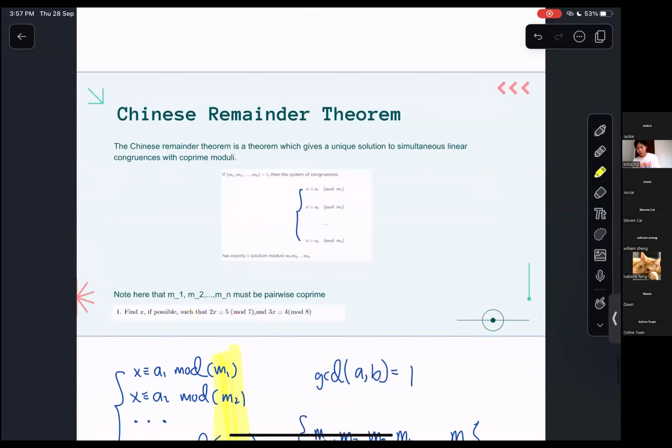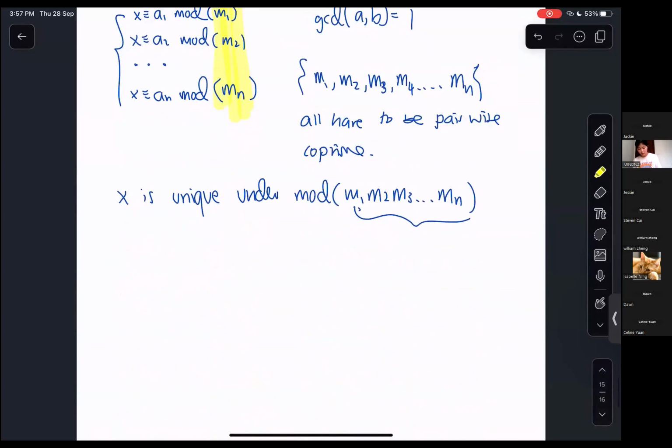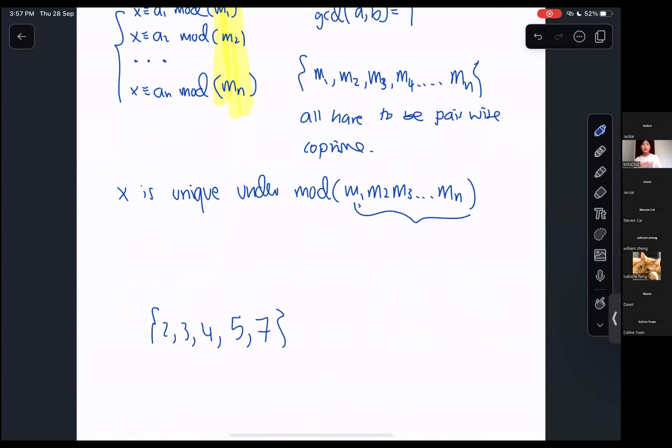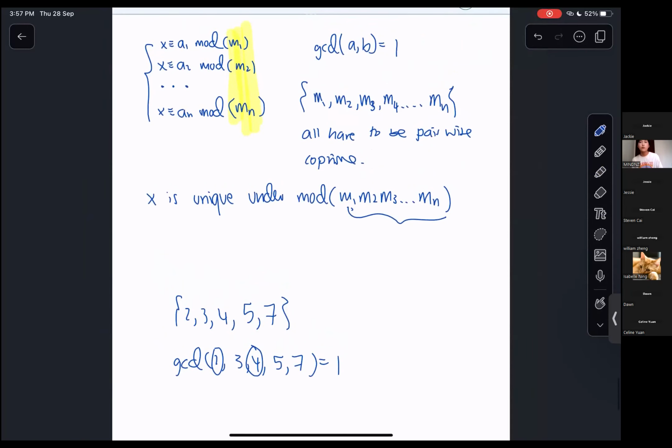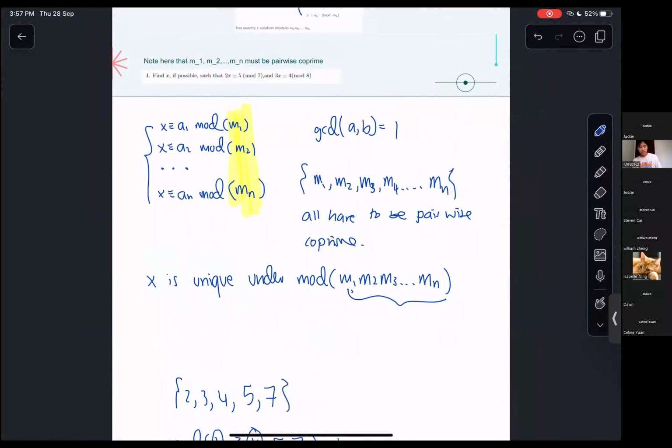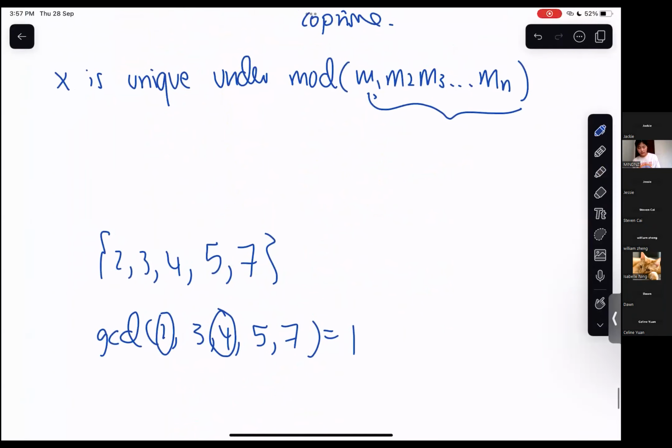Because like the example we had before, 2, 3, 4, 5, 7. If we considered the greatest common divisor of all these numbers, that's still going to be equal to 1, right? But we can't say that's pairwise coprime because 2 and 4 exist together. So it's if all the numbers are coprime to each other, but in pairs. We have to consider in pairs. We can't consider it collectively together.